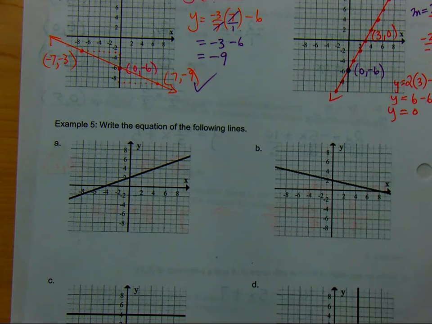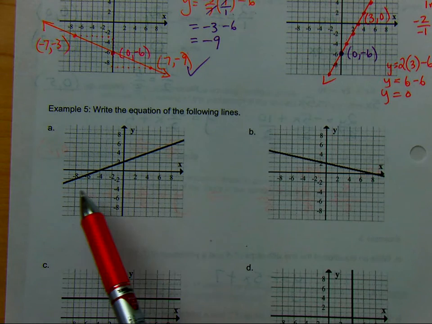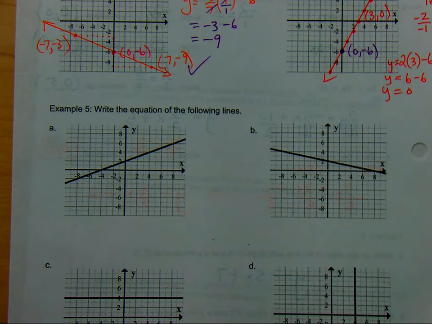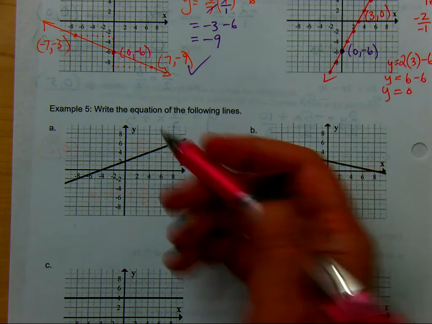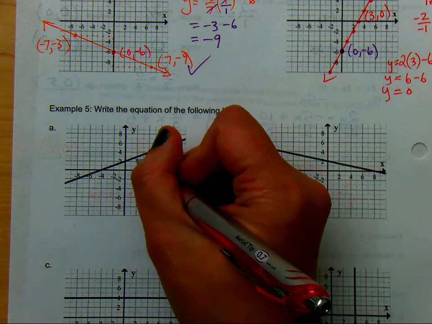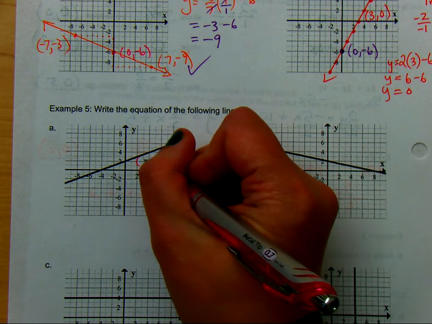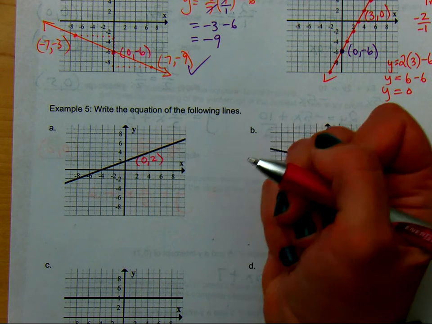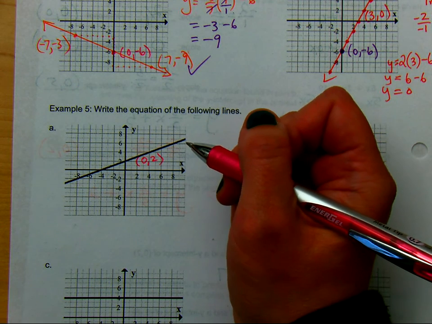Okay, now if I have an equation, if I have an actual line, can I find the slope and can I find the y-intercept? Can I actually find the equation of the line? So let's see if we can do that. What's the y-intercept here? I think it's 0, 2, right? Oh, I meant the y-intercept. You already calculated the slope?